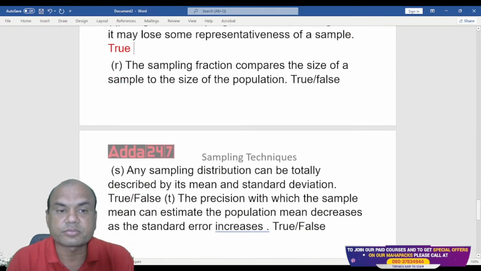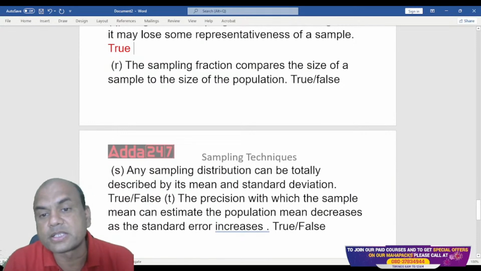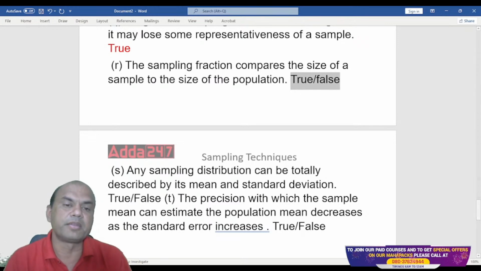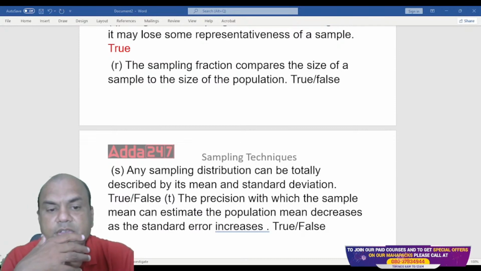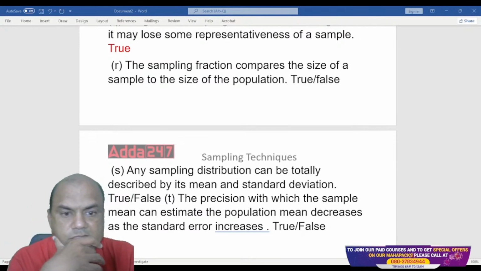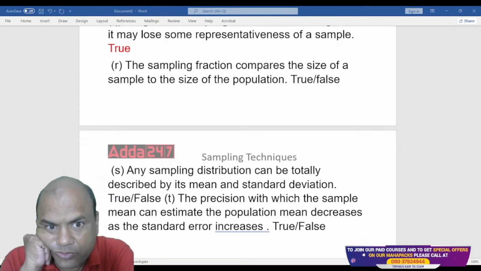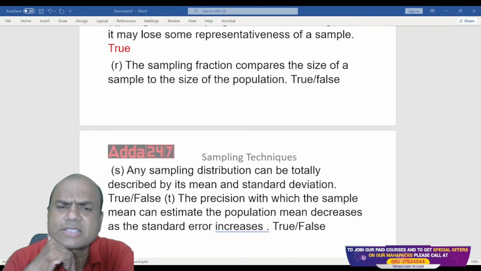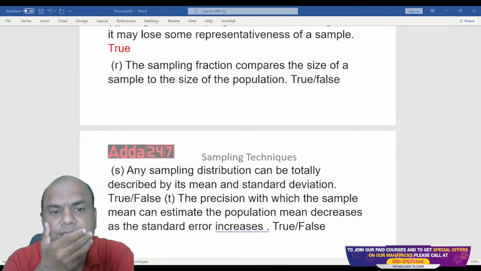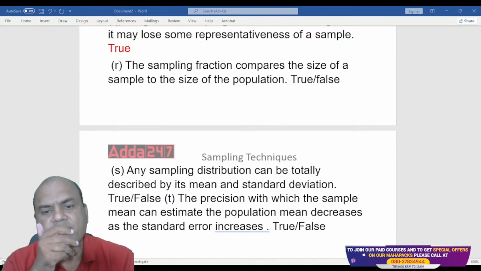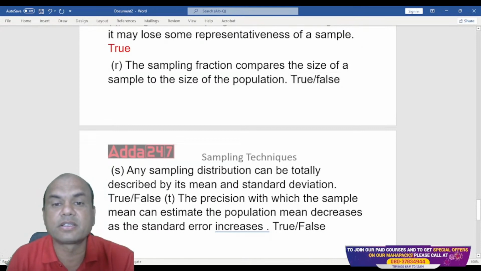Next one. The sampling fraction compares the size of the sample to the size of the population. Now you must definitely tell me this answer. Yes, the sampling fraction compares the size of the sample to the size of the population. It is true. That is the meaning of the sampling fraction.